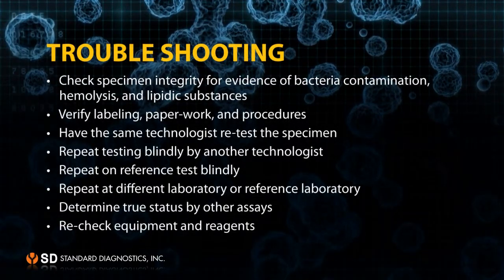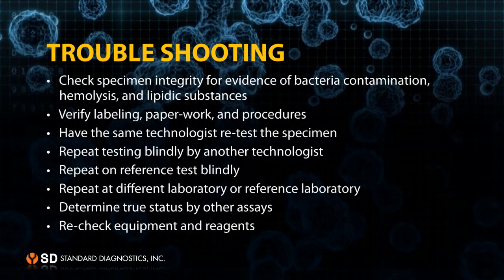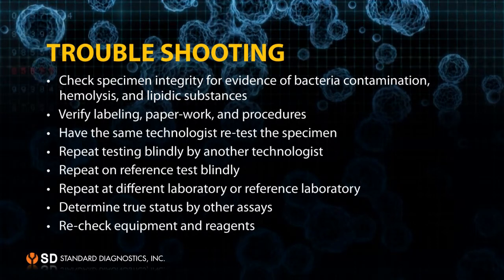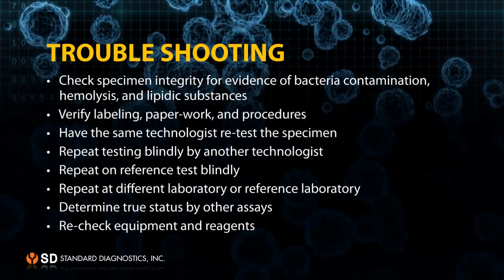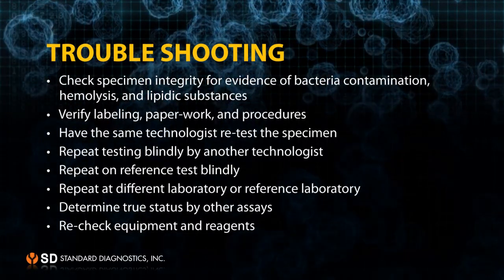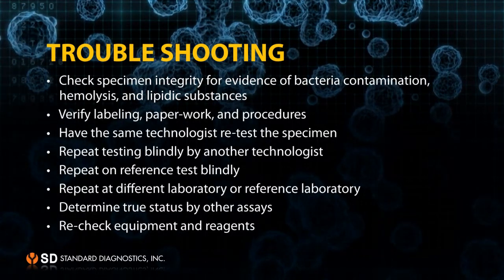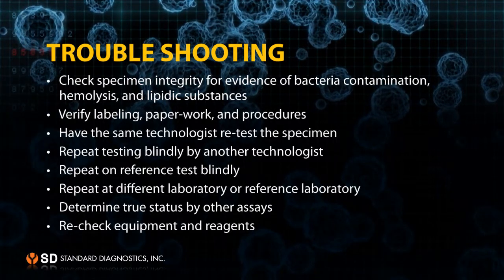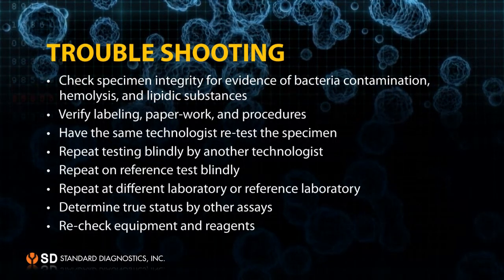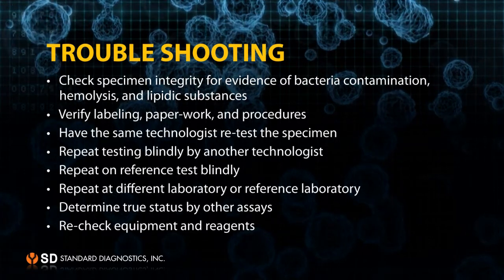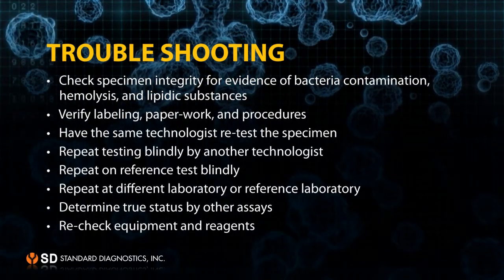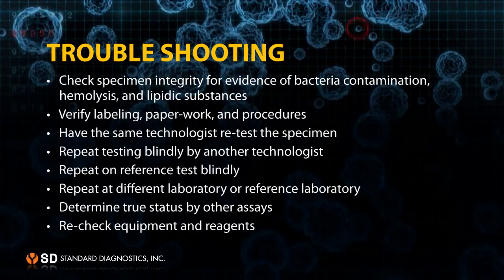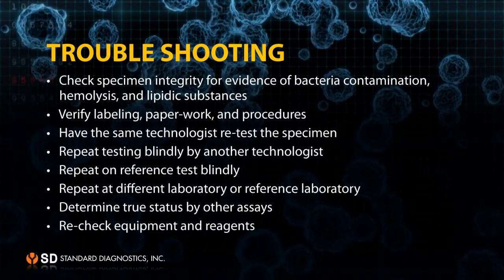When you have a problem with your test, it could be solved by the following. Check specimen integrity for evidence of bacteria contamination, hemolysis, and lipidic substances. Verify labeling, paperwork, and procedures. Have the same technologist retest the specimen. Repeat testing blindly by another technologist. Repeat on reference test blindly. Repeat at a different laboratory or reference laboratory. Determine true status by other assays. Recheck equipment and reagents.